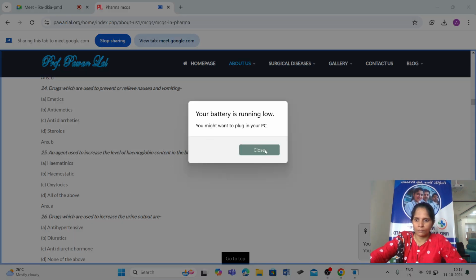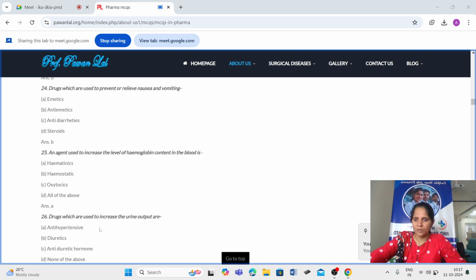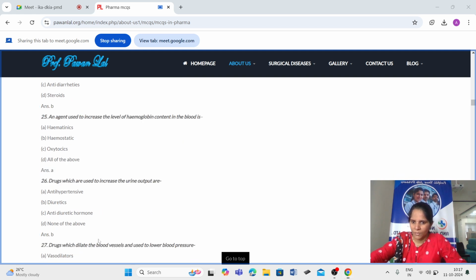Next, drugs which are used to increase the urine output are called. Antihypertensive, diuretics, antidiuretic hormone, none of the above. Diuretics. Diuretics, good.